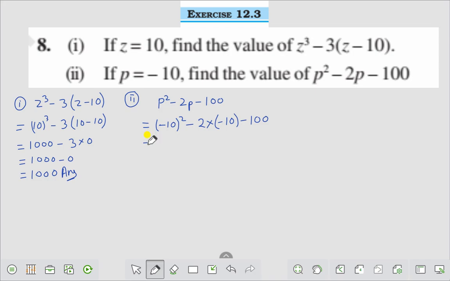That is equal to 10 into 10, that is 100. Minus into minus is plus, so plus 20 minus 100. Then 100 plus 20 is 120. 120 minus 100 comes to 20, and this is the answer.